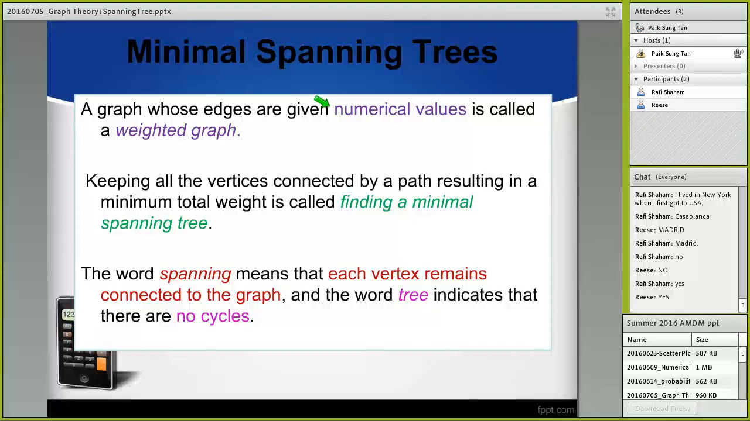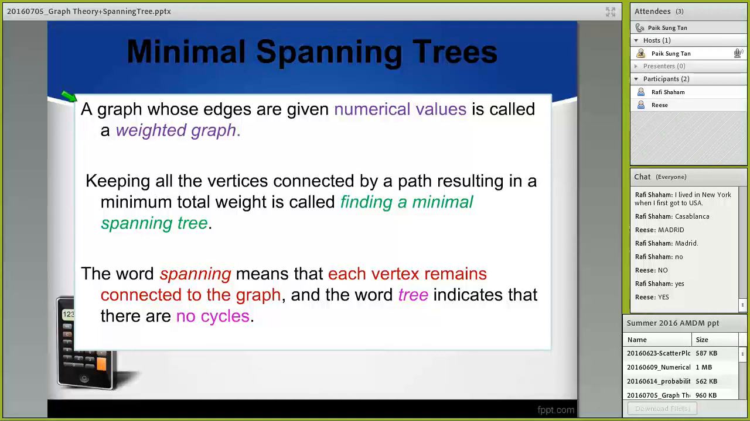Meaning, for people who are, let's say, street cleaning cars, the values on each edge could be the time required to clean that street. The edge represents the street. So you need to have numbers on those edges for them to figure out the fastest time to clean this town, let's say. So that's what we call a weighted graph.